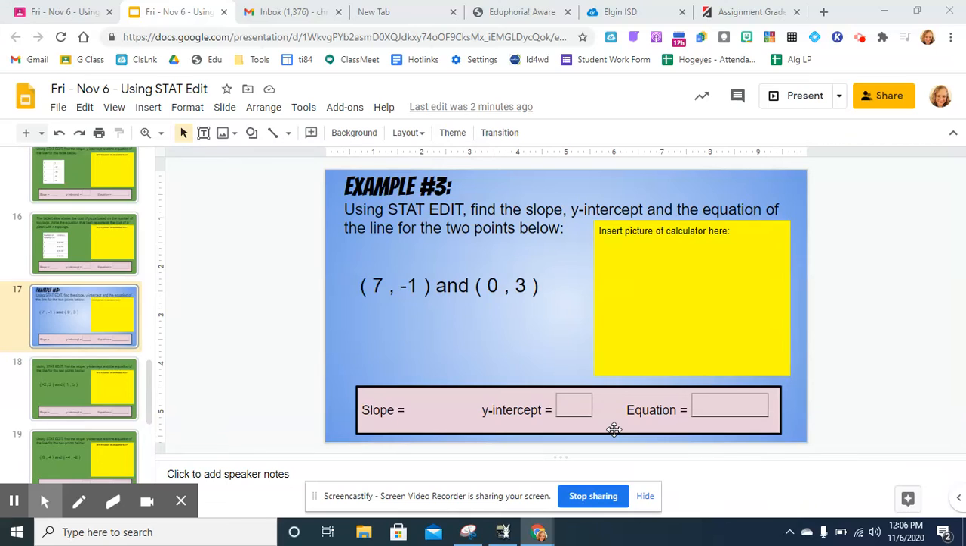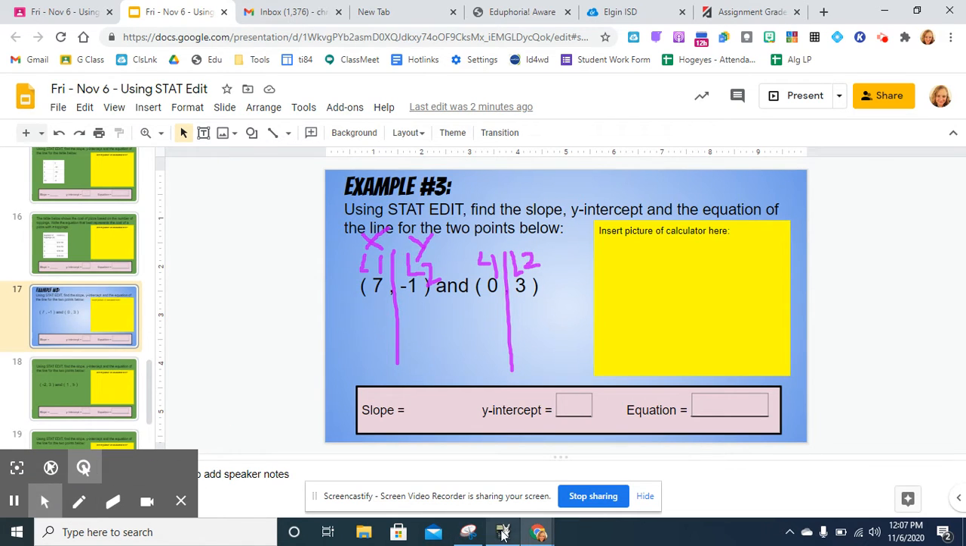Example number 3, using stat edit, find the slope, y-intercept, and the equation of the line for the 2 points below. The points we have are (7, -1) and (0, 3). The 7 is your L1 or your X value. The -1 is the Y, or in the calculator, you're going to put it in L2. Same thing here. So L1 and then L2.